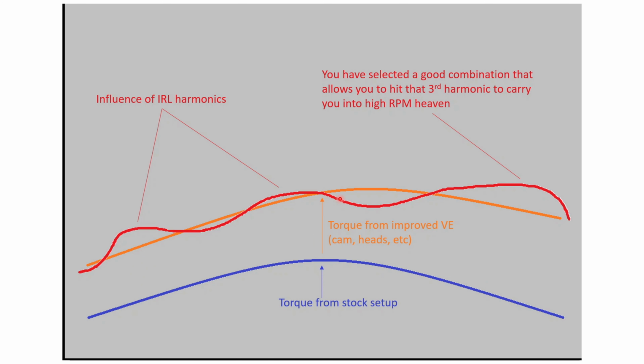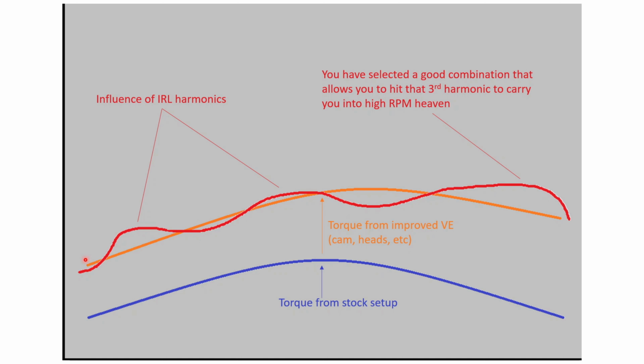So if we look at this, this blue line is kind of a stock torque curve, right? And then our orange line is, hey, we've done something to improve volumetric efficiency, better cam, heads, intake, whatever. It will increase it, right? Our ability to fill the cylinder with more air increases, so power increases. And then we have this characterization or influence of whatever this intake runner length is doing.